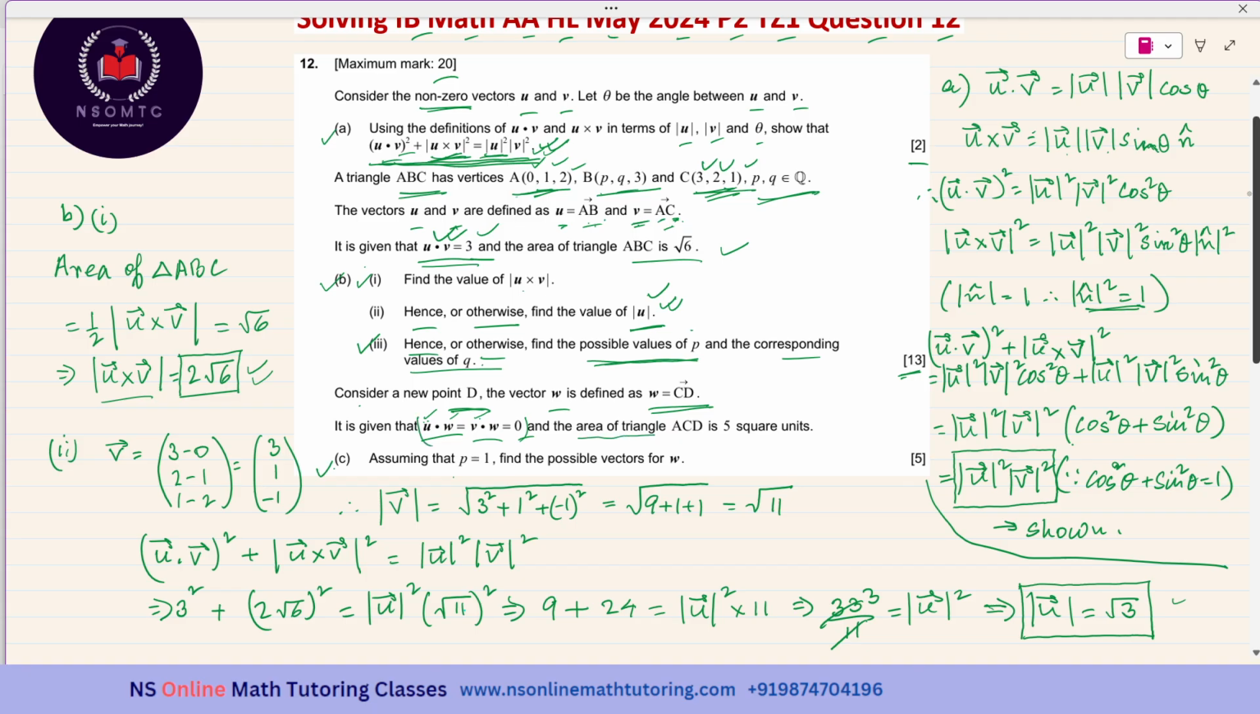And the area of the triangle ACD is 5 square units. Subpart C is saying that assuming that P is equal to 1, that means we will be needing U. So, find the possible vectors for W. There will be more than one vector representation of this vector W. It is containing 5 marks.